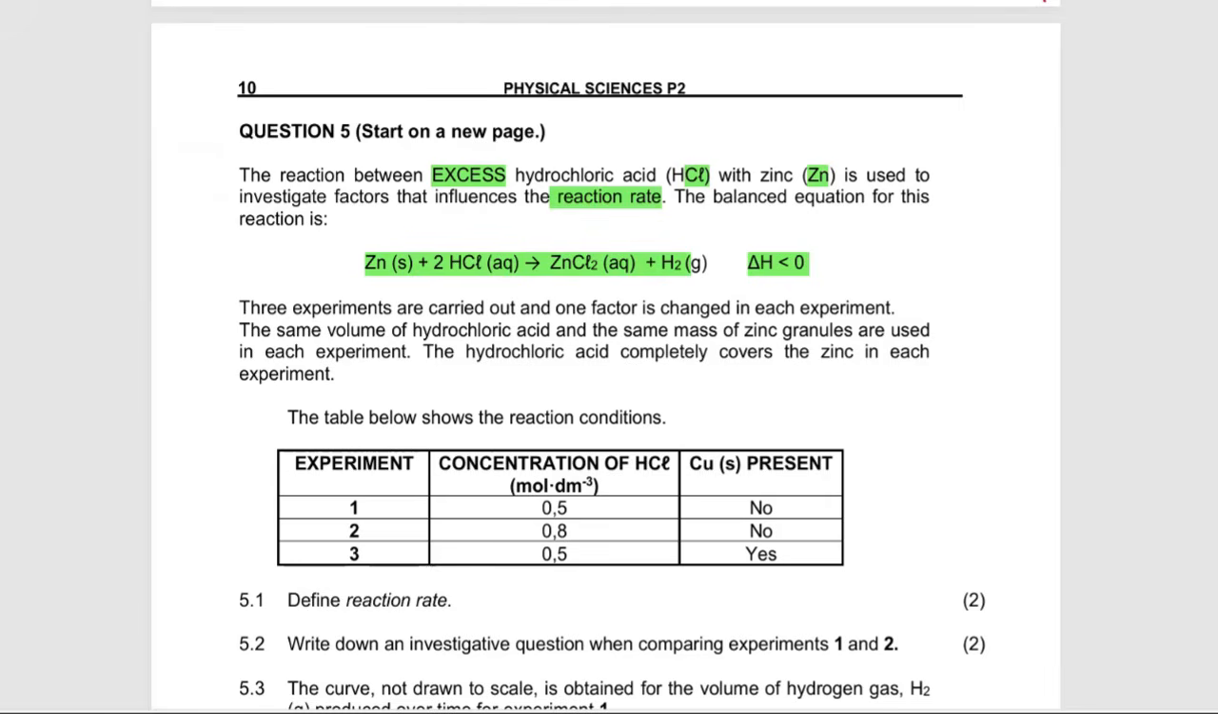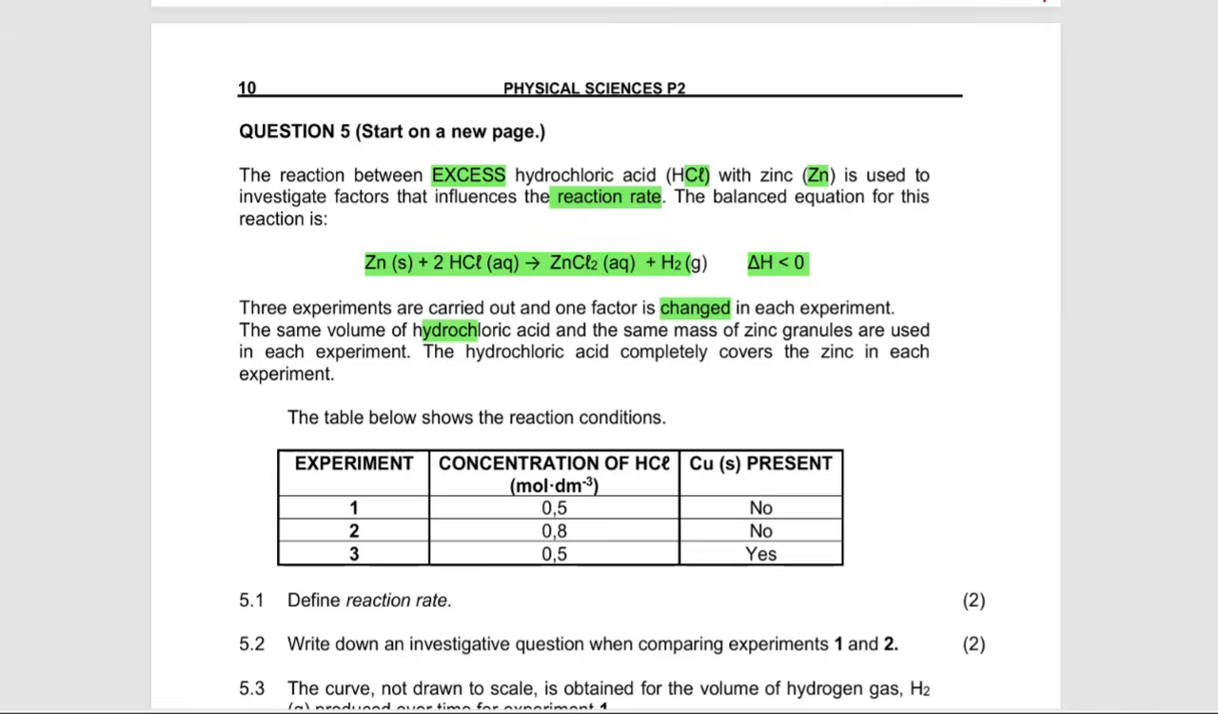So now to proceed to the next question, it reads here: three experiments are carried out and one factor is changed. So there is a change of a factor in the experiment. Then the same volume of hydrochloric acid and the same mass of zinc granules are used in each experiment. The hydrochloric acid completely covers the zinc in each of the experiments, right?